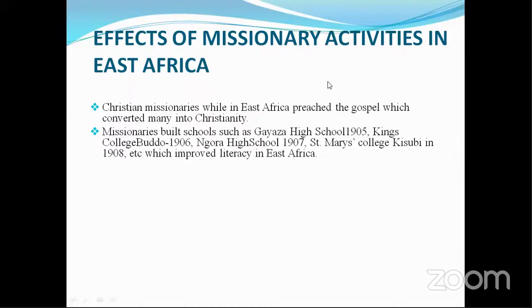Yes, we are talking about constructing schools, and that is the activity. Construction of schools is the activity. But what is the effect now? Improving literacy in East Africa. That is the effect. So the construction of schools improved literacy in East Africa. The people of East Africa could now afford reading and writing.